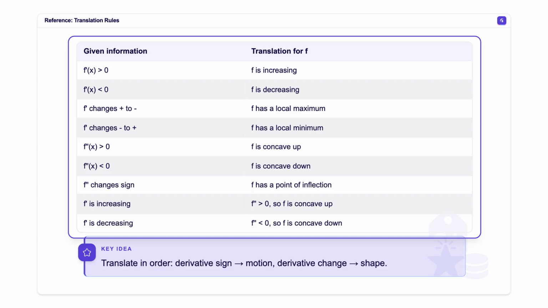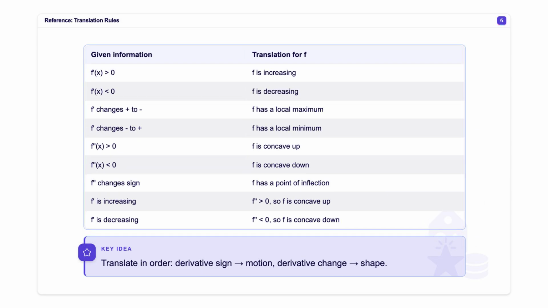One common AP move is reading concavity from the graph of f prime. If f prime is increasing, then f double prime is positive, so f is concave up. If f prime is decreasing, then f double prime is negative, so f is concave down. As you head into the checkpoint, keep asking, what graph or derivative am I given, and what does that translate to for f? That question will keep your reasoning organized.